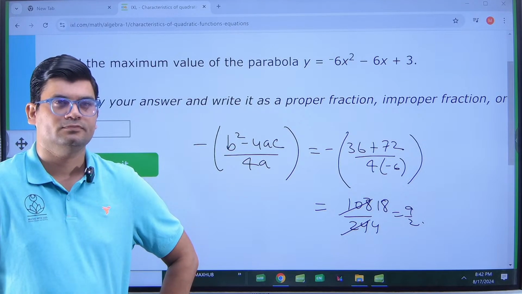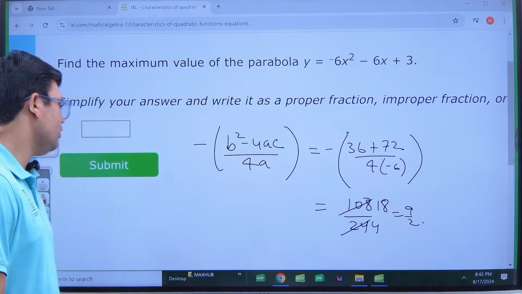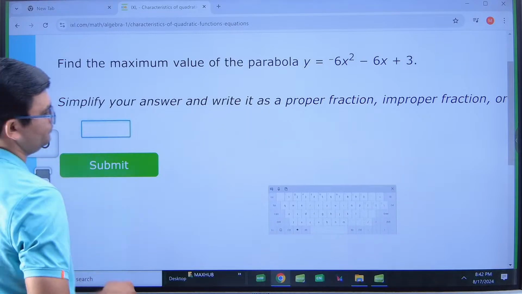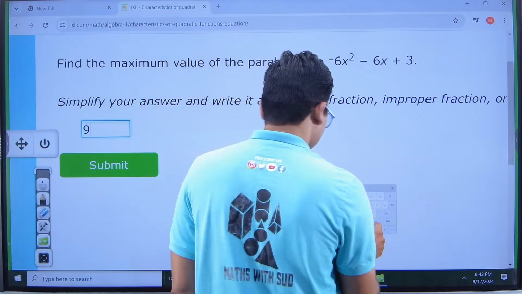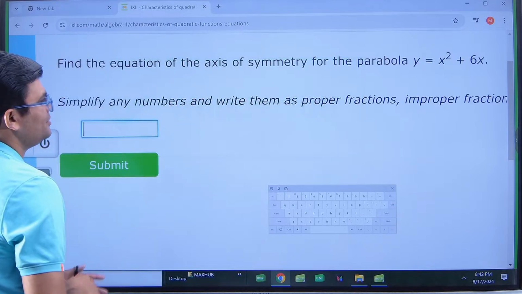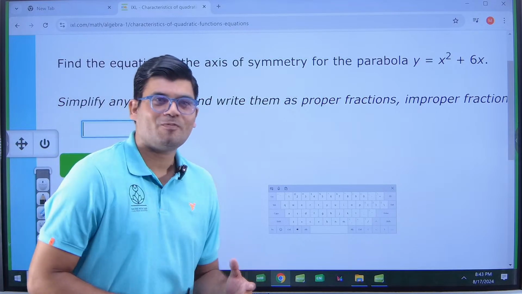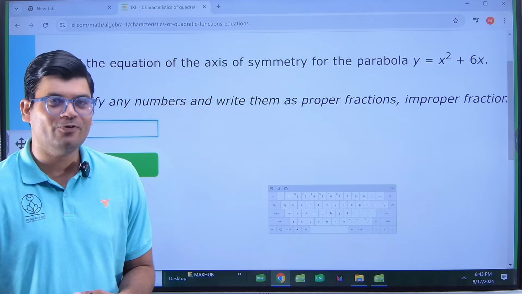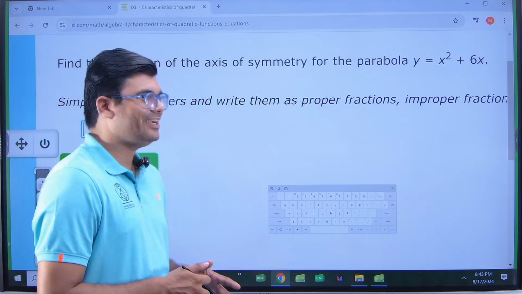Sir, 9 by 2. Wonderful. I also got 9 by 2 only. You know, this is maxima and minima. This is a topic of calculus in grade 12. And we are learning in grade 10.